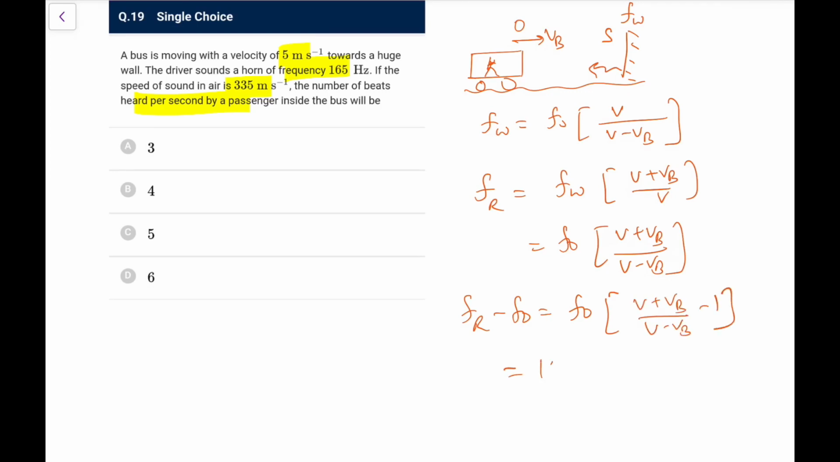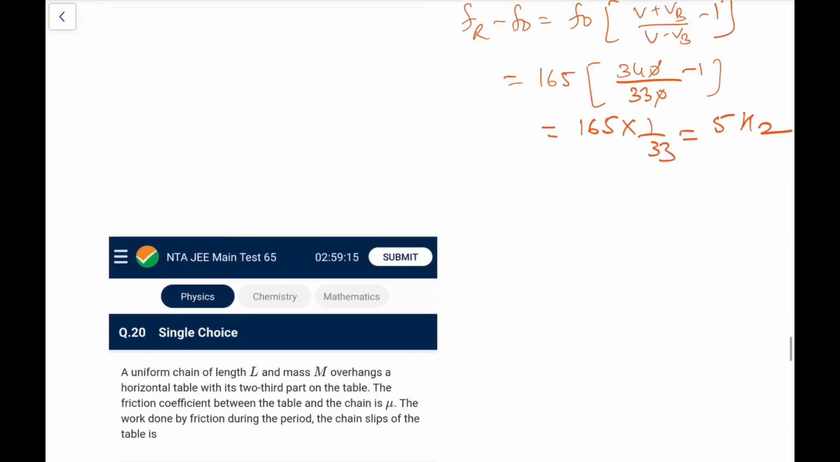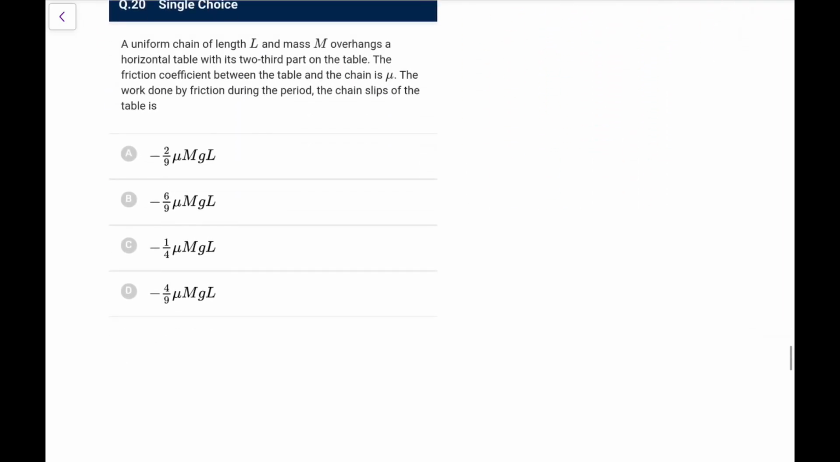So what we have, F naught is 165. We have 335 plus 5, that is 340, over 335 minus 5, 330, minus 1. 34 by 33 minus 1, that is what you will get, 1 by 33, and 33 fives are 165, so that is 5 hertz. So not a tough question, you have done such questions, and this is a similar example you have in your NCERT even. Next one.